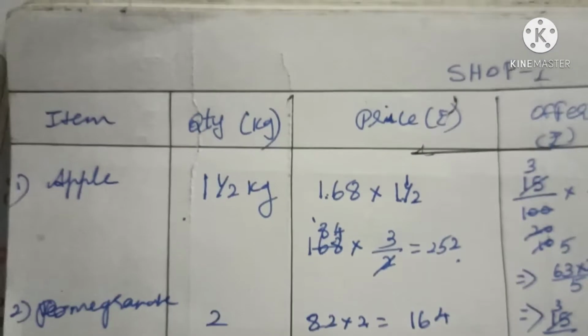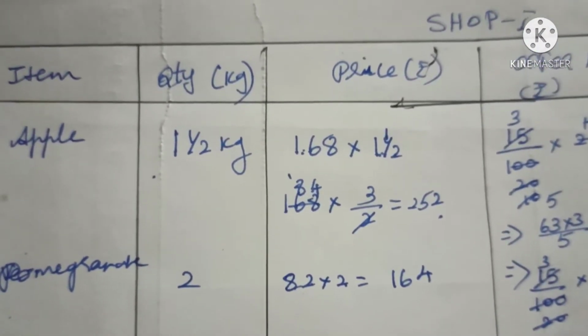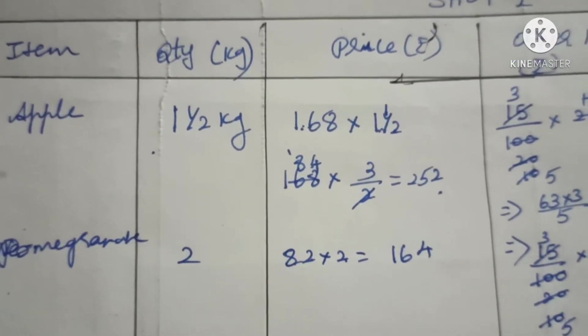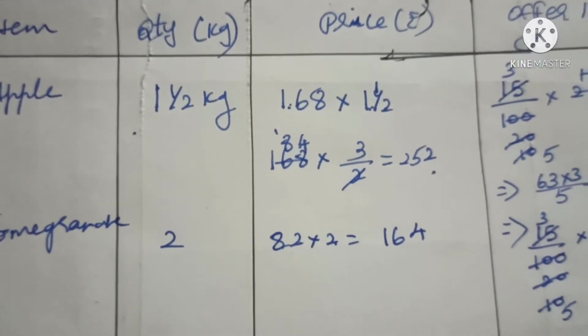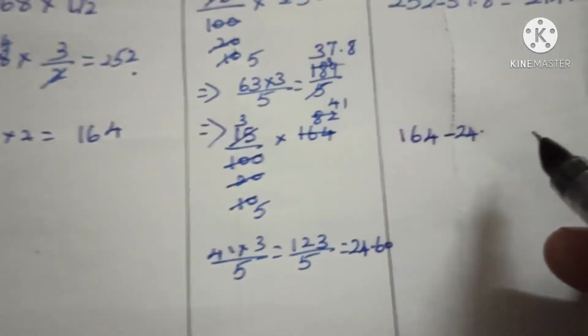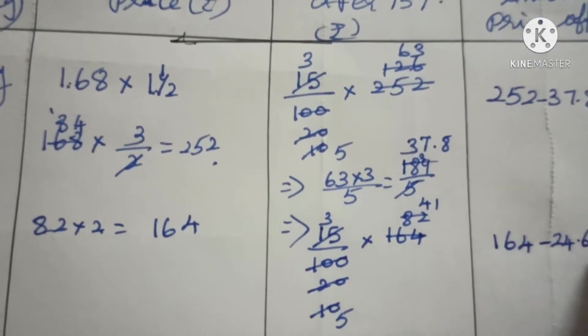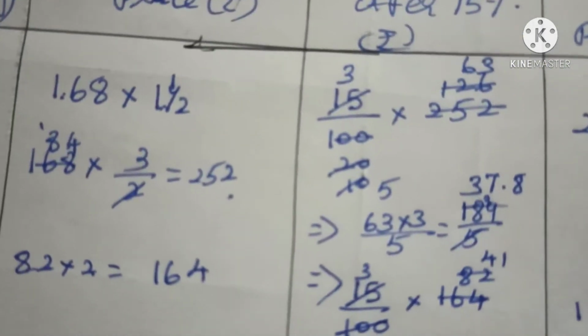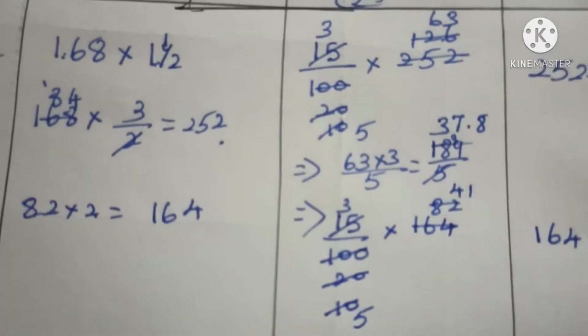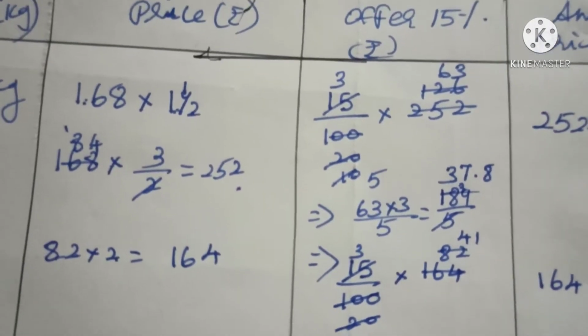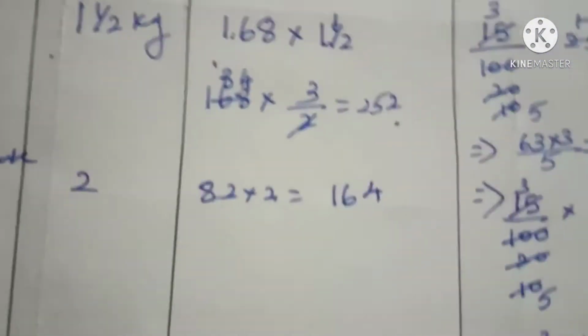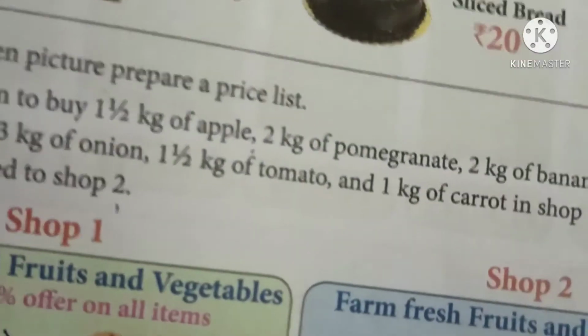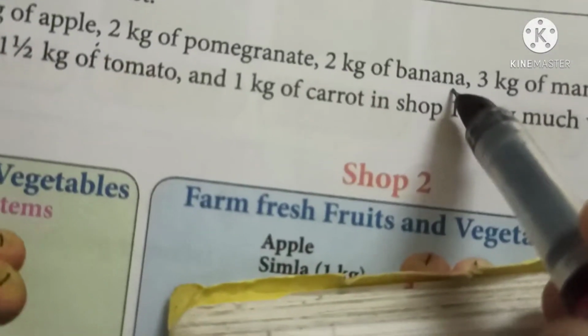Therefore the offer price for 2 kg is 164 minus 24.60. If you subtract you will get 139.40 paisa. And next one is, we need 2 kg of banana.